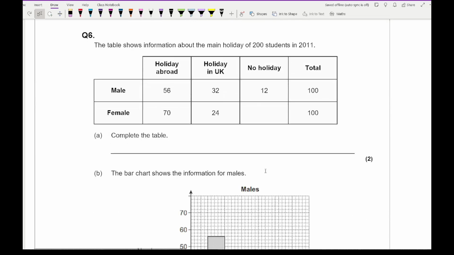Moving on to question 6, it says the table shows information about the main holiday of 200 students in 2011. It says complete the table. So all of these numbers here will add up to the total. To work out the missing number for the females, all I've got to do is 100 minus 70 minus 24, which gives me an answer of 6.